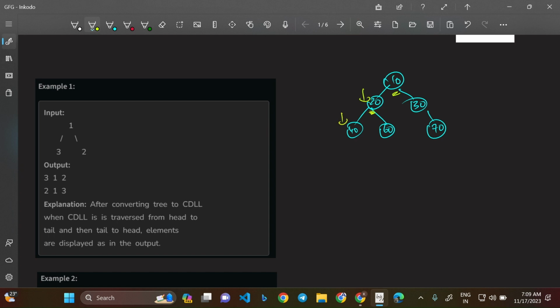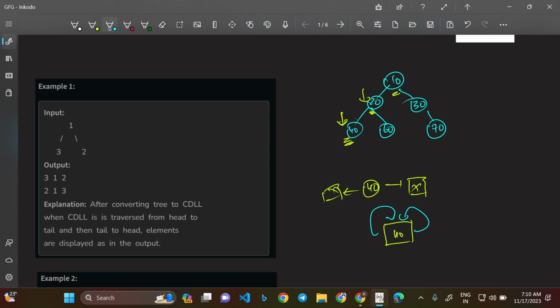Now again you are on 20, and because you called for left and right, your left is 40. Here at 40, how are you going to convert this into a CDLL? Because 40 has no left and no right, I'll be taking the node 40 and connecting its left to itself and its right to itself, because there's no left child and right child for 40, right?